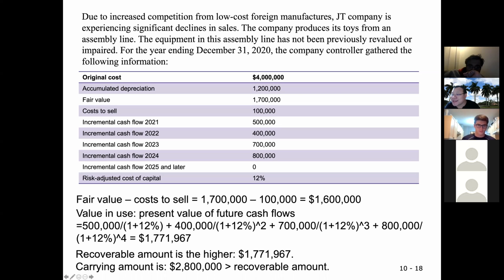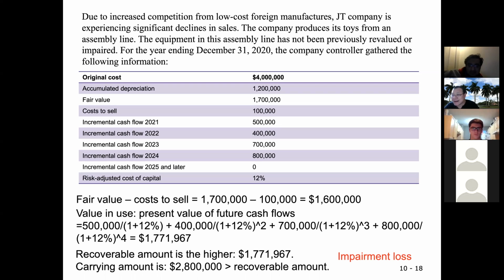Is there an impairment? Yes. You are reporting too much. It really should be 1.7 million. You are reporting 2.8. Okay? So there's an impairment loss. Does this make sense?